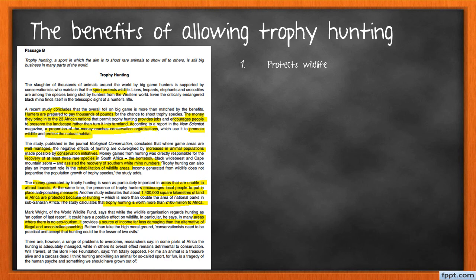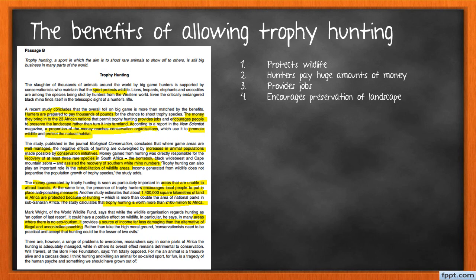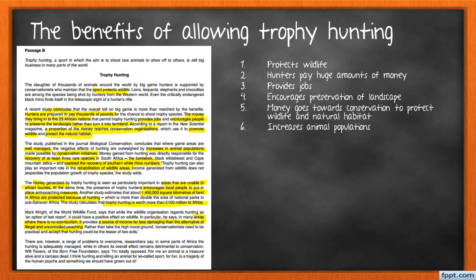So my first bit of highlighting was saying that the sport protects wildlife. So my first bullet point I'm going to write down, one of the benefits of trophy hunting is it protects wildlife. My second point is my second bit of highlighting, that hunters will pay huge amounts of money. And notice this is in note form, but I can use the words of the question. The next bit I highlighted was that it provides jobs, encourages preservation of landscape, money goes towards conservation to protect the wildlife and the natural habitat, so that's my 5th point in that paragraph.